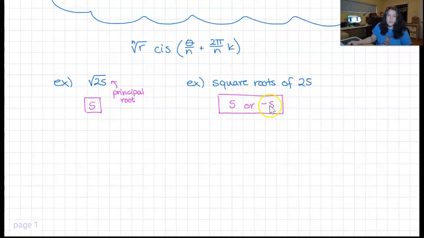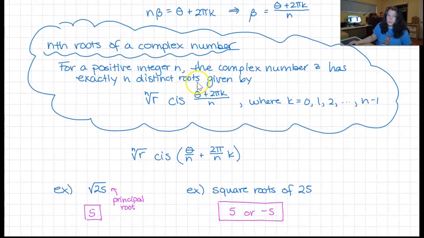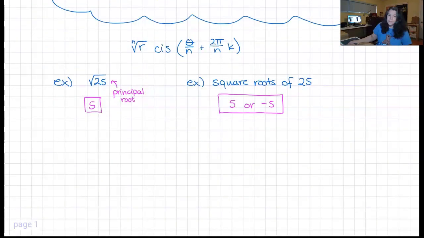So we do have multiple roots here. And that's why this formula talks about roots. There is more than one root. Okay, let's take a look at an example of using the formula. I'm going to go ahead and go to a new page.